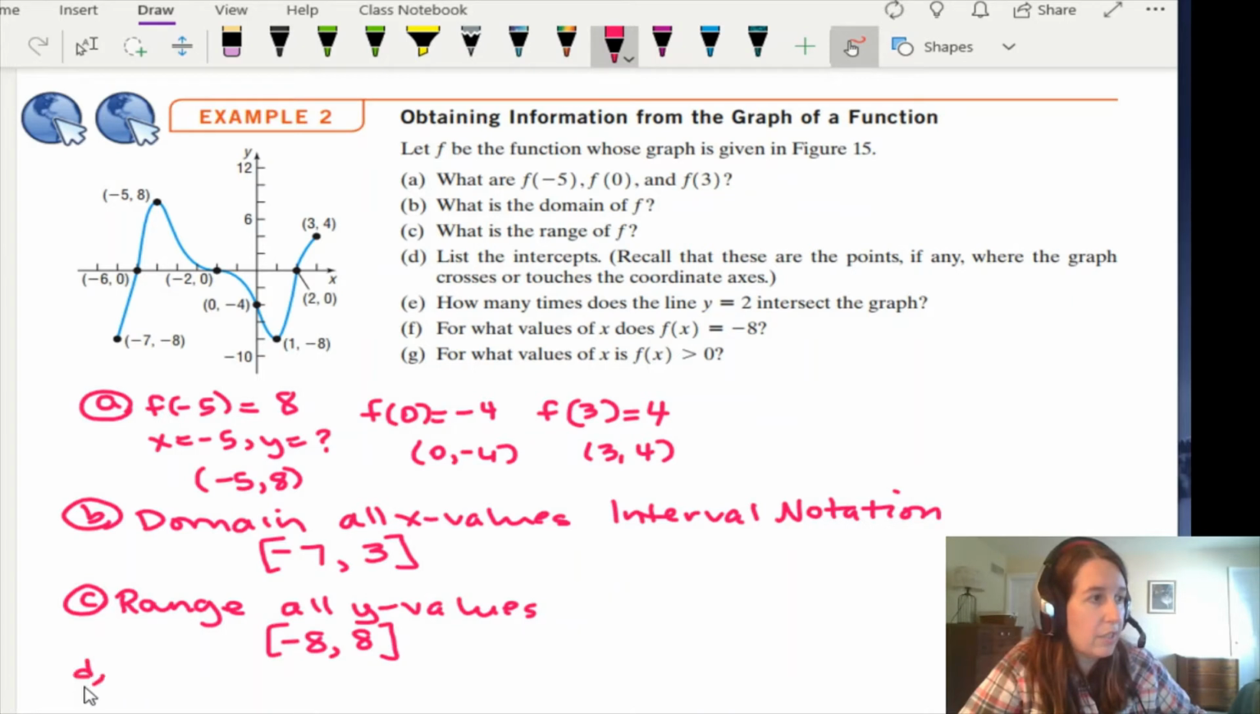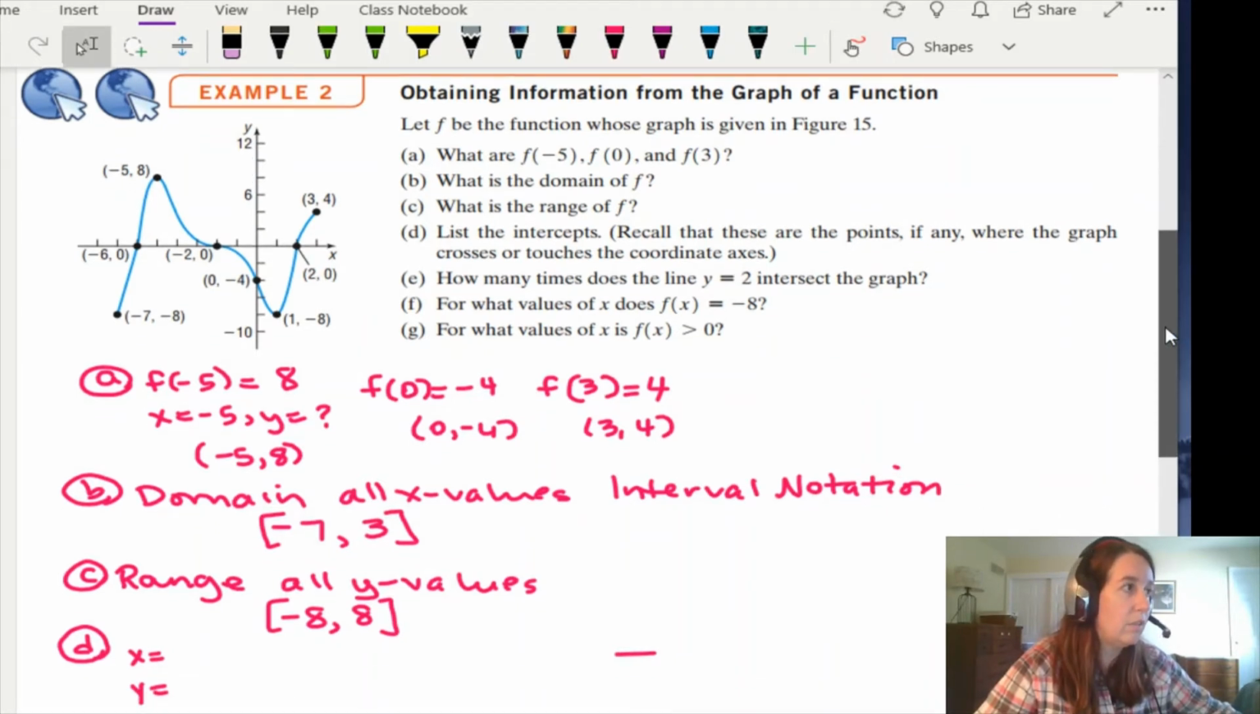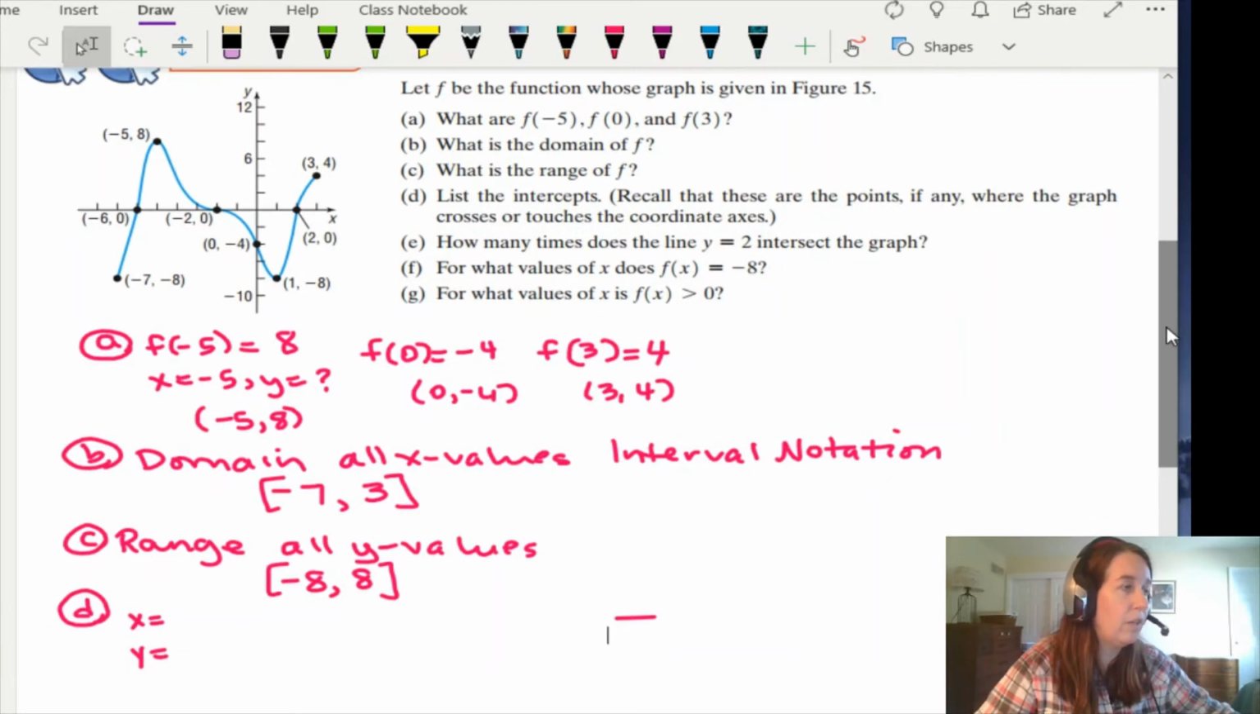Letter D says list all the intercepts. Recall that these are the points where it touches the axes. Now we're just going to write x equals for our x-intercepts. That's a good way to write it. And y equals for our y-intercepts. Sorry, I think I'm running off the page here. Let's see if you can see a little bit more there.